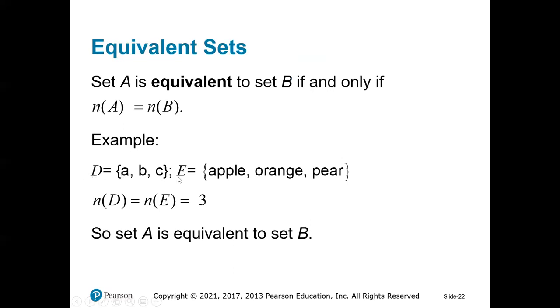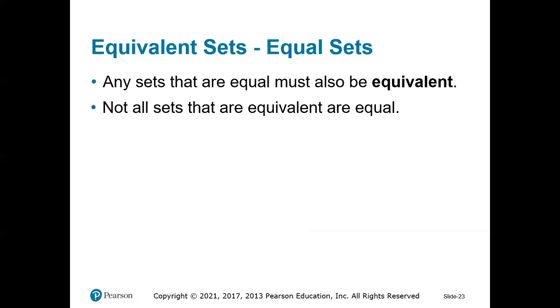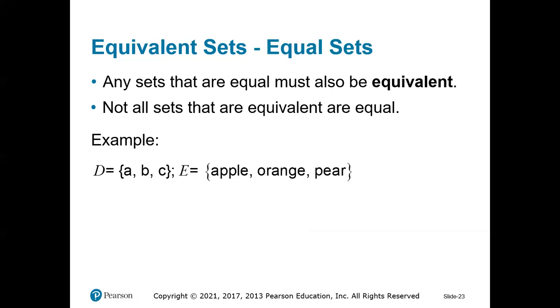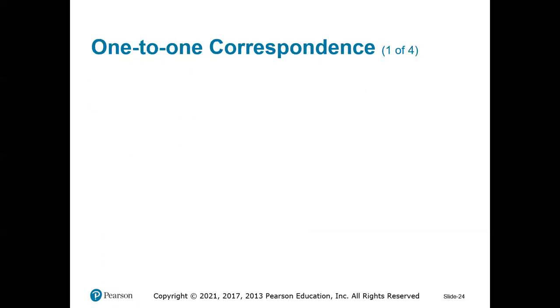The set D is not equal to the set E. The set D has the lowercase letters a, b, c, but the set E has these three kinds of fruits. They are not equal. They are just equivalent. Not all sets that are equivalent are equal, like I just said. This is the same example I just talked about. They are equivalent, but not equal.